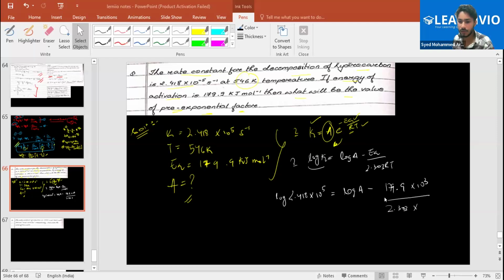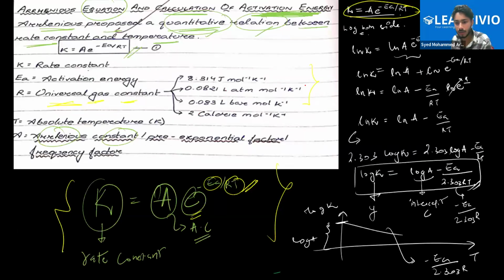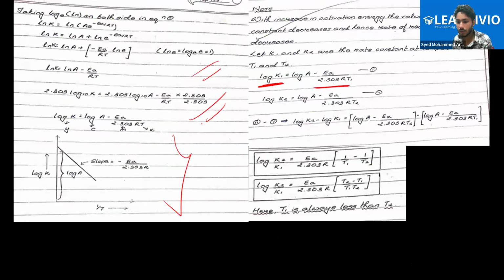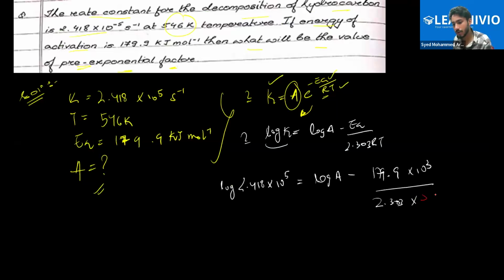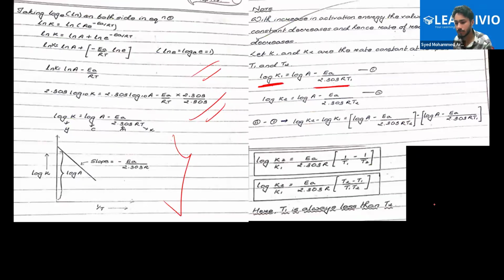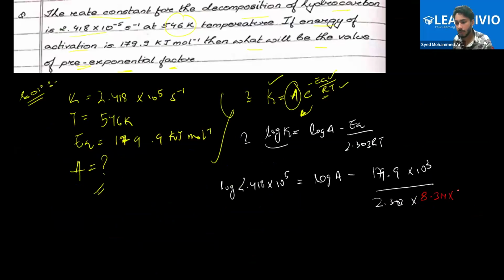So see, these are the units of R. Joule per mole per Kelvin is my SI unit of R, the gas constant. Now the other unit, if the question is asked in liter atm per mole per Kelvin, then the unit that you have to take is this. And if the question asks you in bar per mole per Kelvin, then the value of R you have to take is this. And when the question is in calories, then the value of R would be this. So the question is in SI unit, so I can take 8.314. This is the SI unit, and the temperature would be 546.